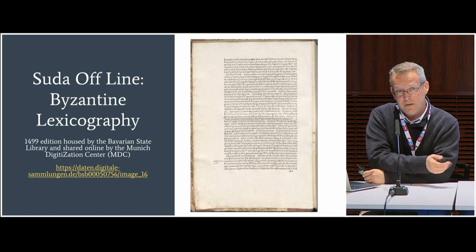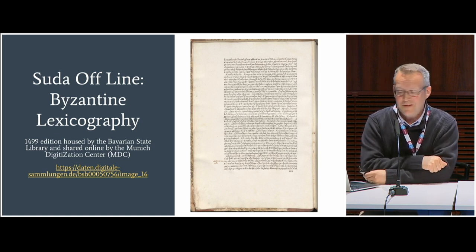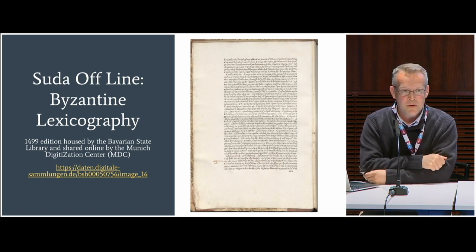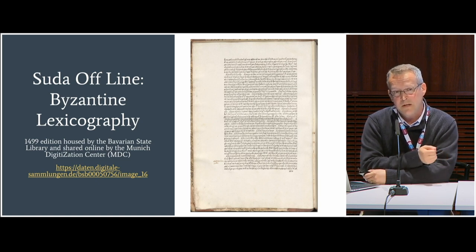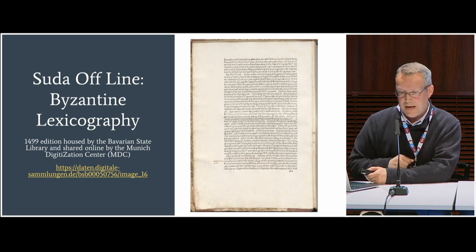So it was preserved in a series of medieval manuscripts, preserved 1,000 years essentially, published multiple times since the 14th century, and then the most recent authoritative version of the work was published in 1928 by a Danish scholar, Ada Adler. So the Suda text in her edition is in Greek, with all the front matter and annotations in Latin.